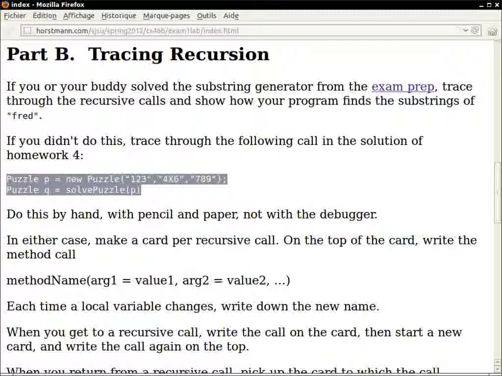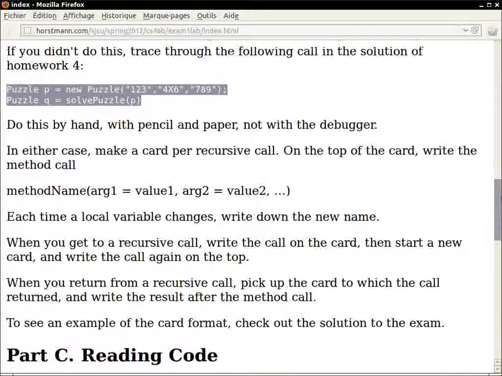So get out your pencil and paper, make some index cards, or simulate the index cards by drawing on the sheet of paper. If you're not clear about how the format works, look at the solution to the exam, and there you see the general format, and just imitate that. So I really want to see that. I'll take those home and study those and see what you guys are writing on those.